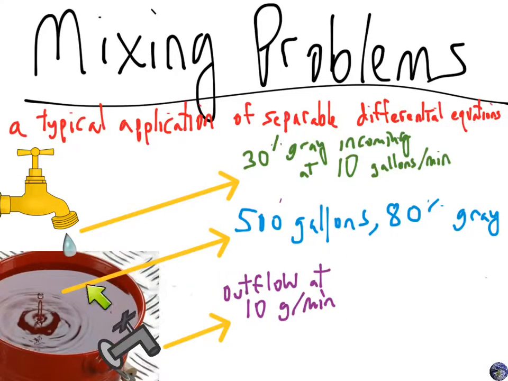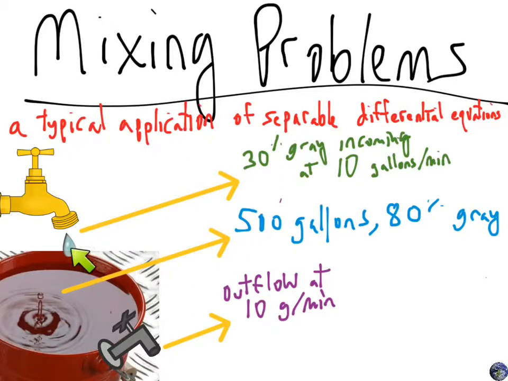Now it's also important to make this simplifying assumption that as soon as it pours in, it mixes instantly. In reality, if the spigot was at the bottom of the bucket, then at first when it poured in, you would just be getting the 80% gray out until it slowly mixed in. But that involves more complicated equations. So we're just going to assume that as soon as it hits, it instantly mixes in.